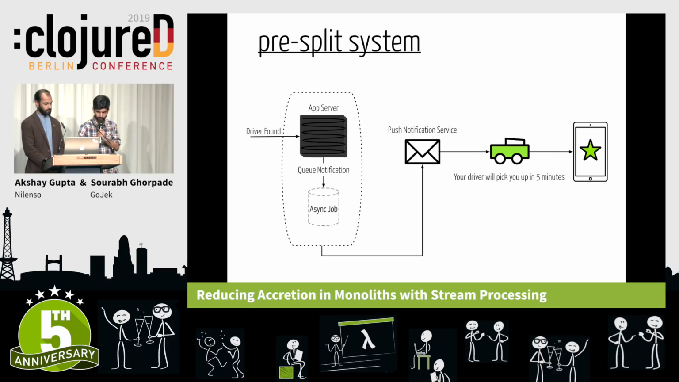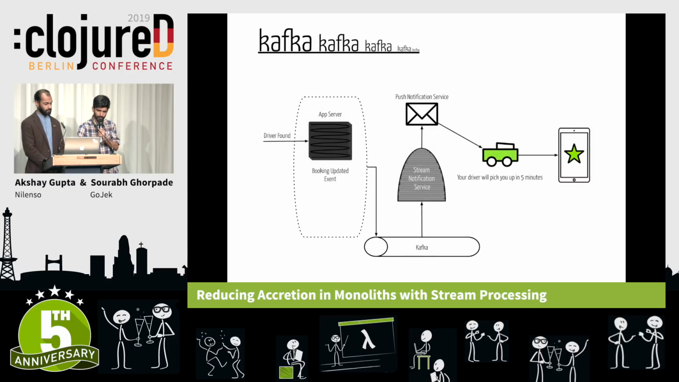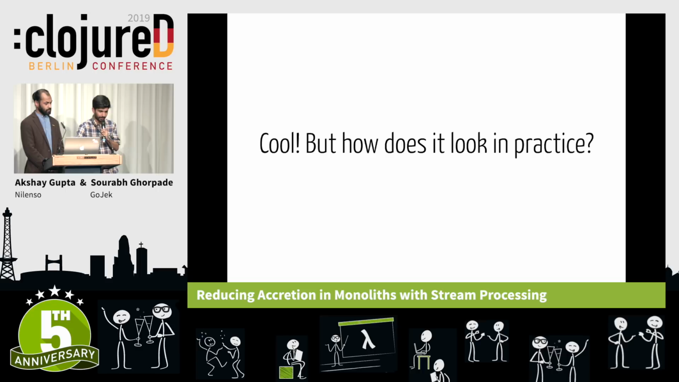What we wanted to move to was a system, something like this, where the order management system doesn't know about these notifications at all, but simply emits facts on a stream saying that a booking has been updated, and then a stream notifications service can pick it up and then actually perform sending the notification. All right, so how does this look in practice?